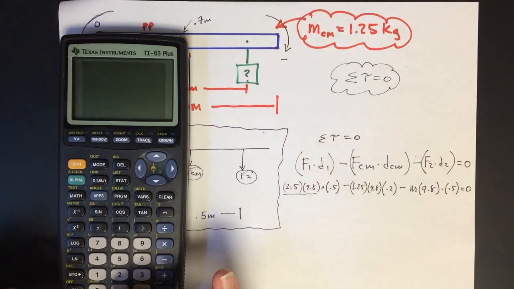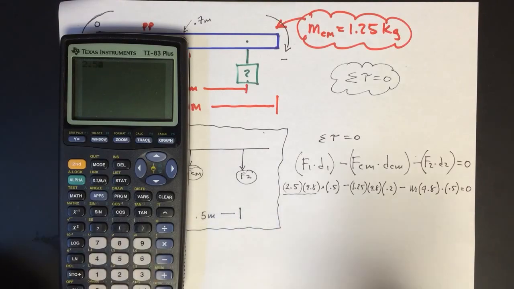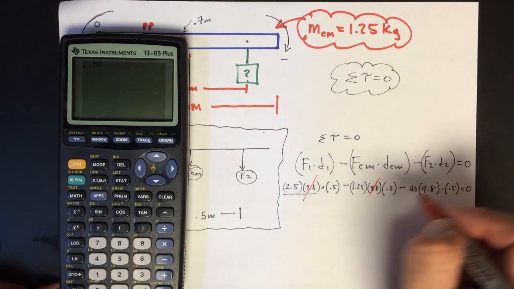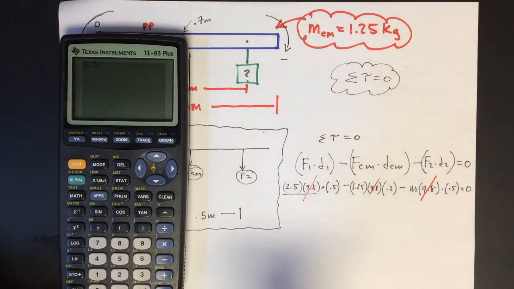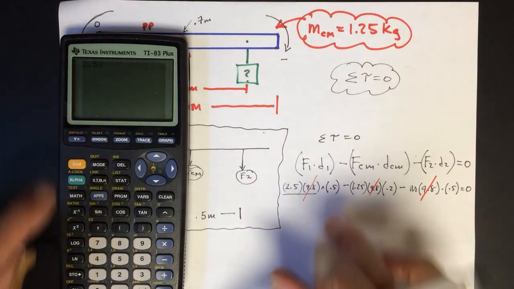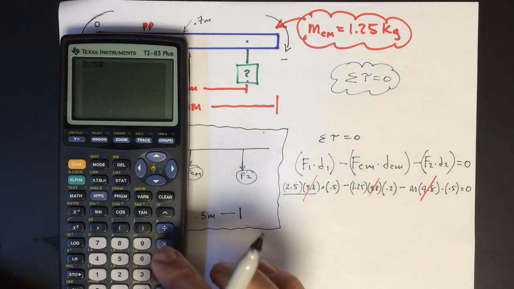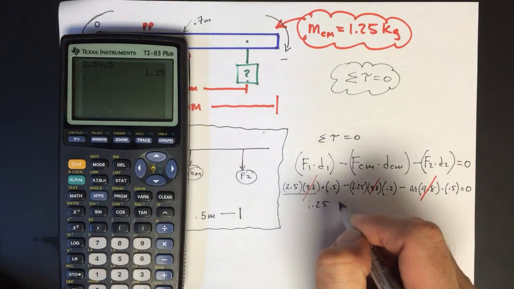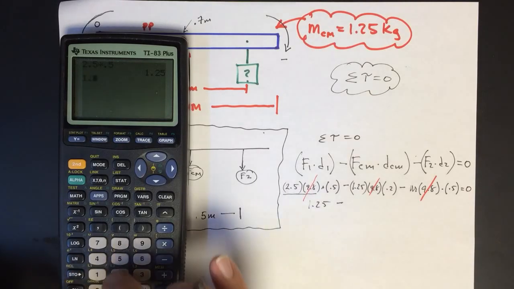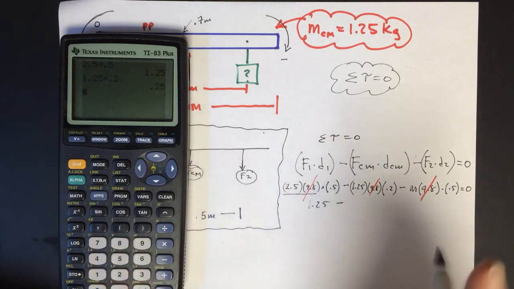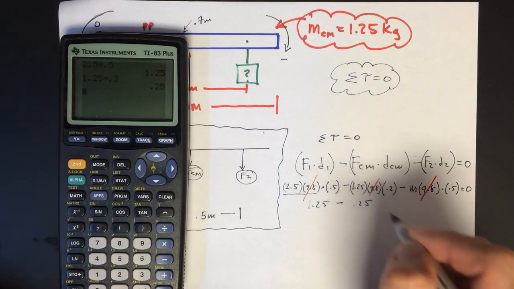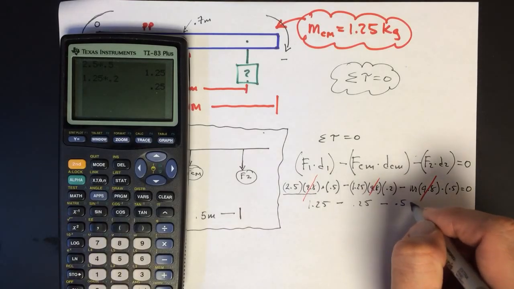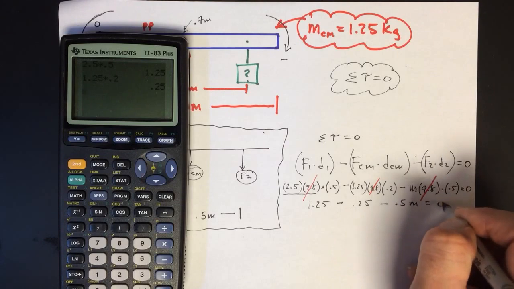So now I can use a calculator and calculate these torques. So we have 2.5. Oh, look at this. I can get rid of the 9.8, I don't need to do that. So 2.5 times 0.5 times 0.5 is equal to 1.25, minus 1.25 times 0.2 is 0.25, minus 0.5 m is equal to 0.